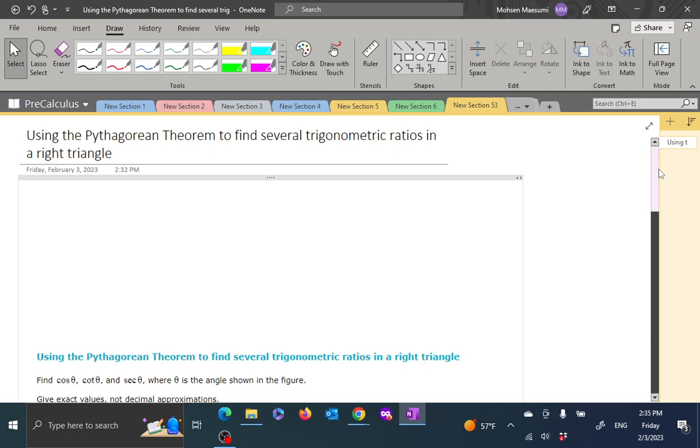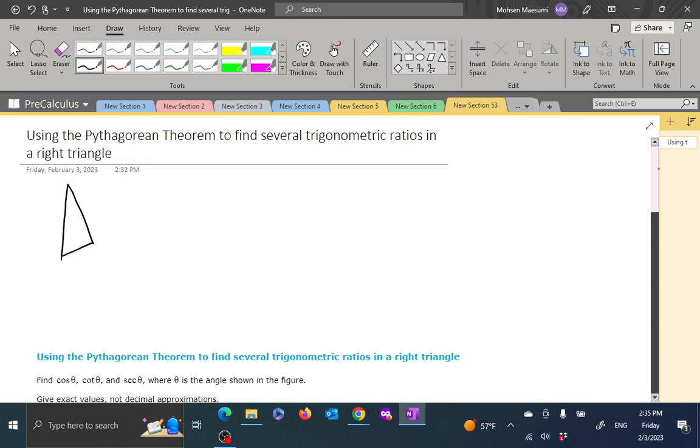Today's topic is using the Pythagorean Theorem to find several trigonometric ratios in a right triangle. So, very similar to last time, except that we are giving some playtime for other functions like cotangent, secant, cosecant, and so on. Let me just quickly refresh everybody's memory one more time.